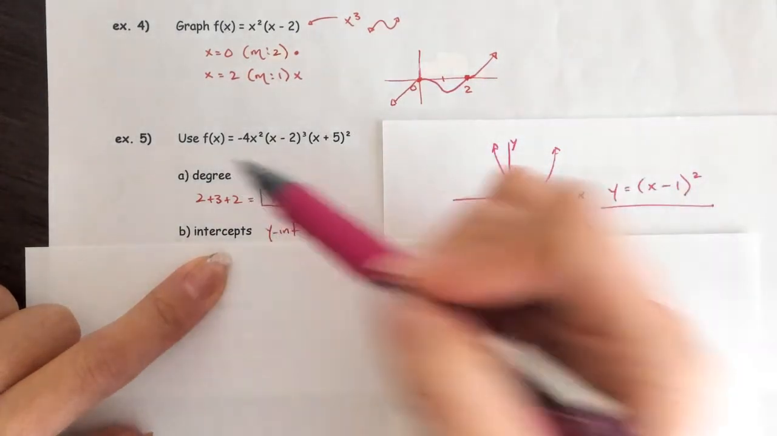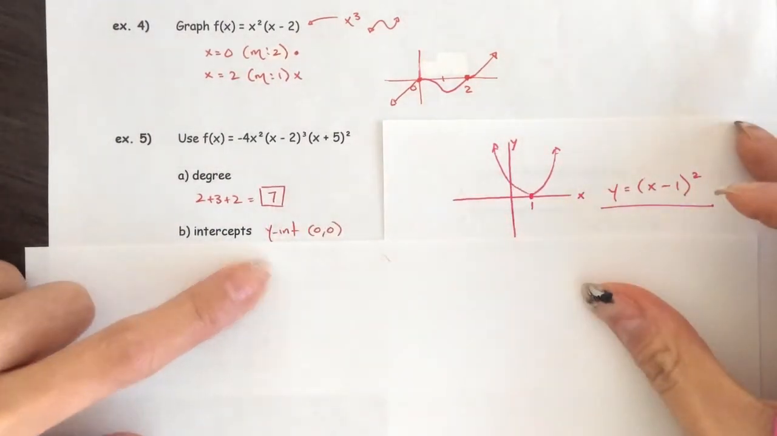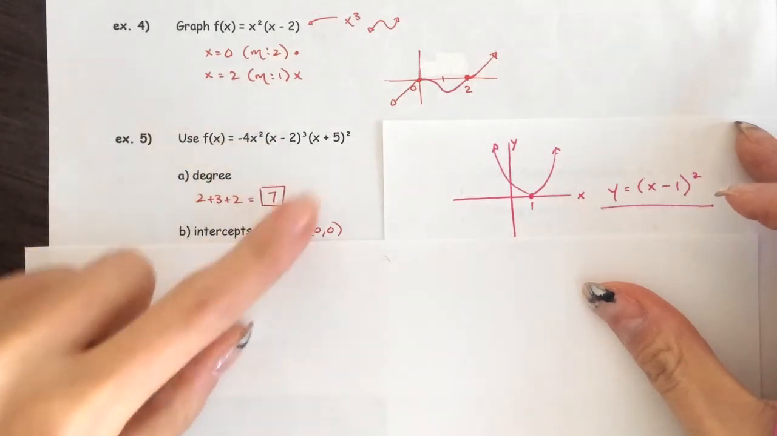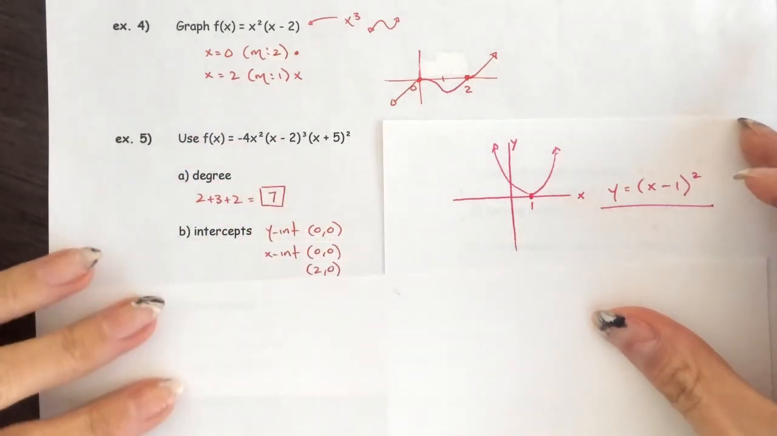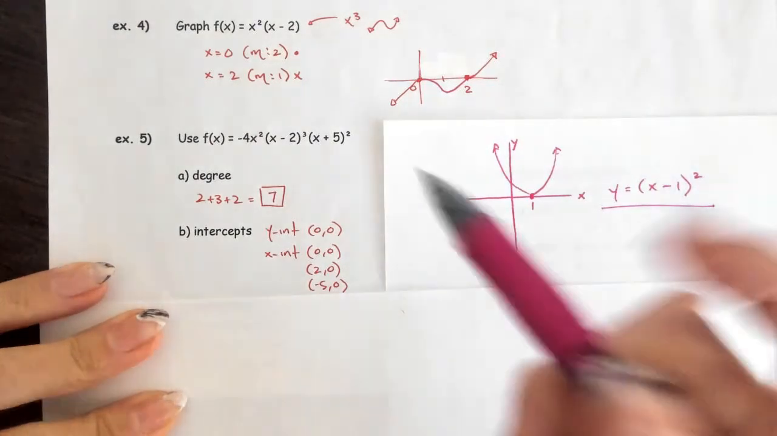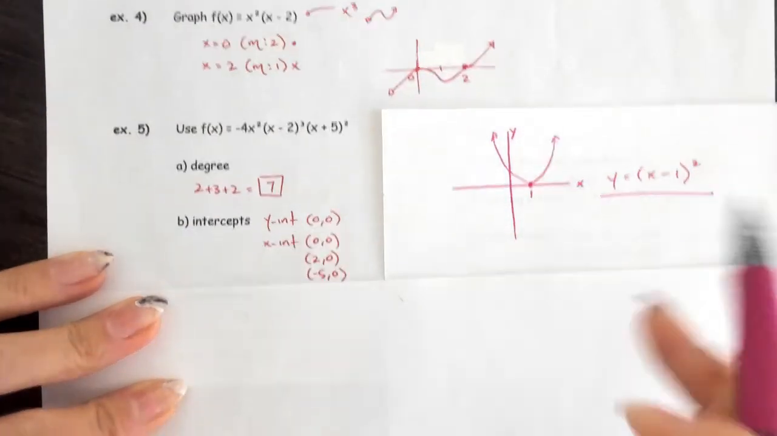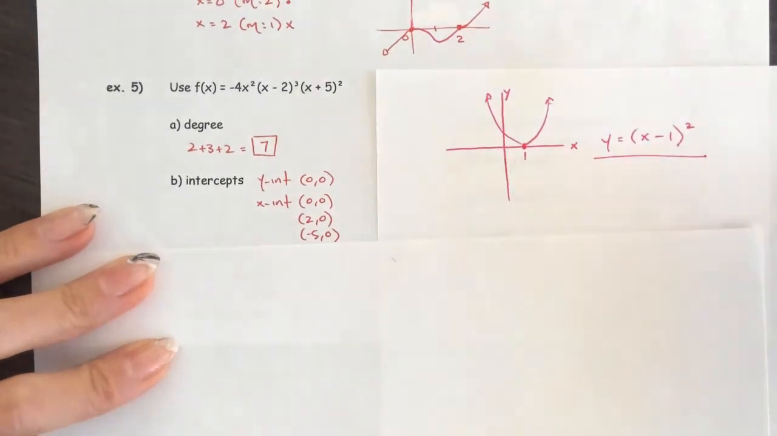Intercepts. What do you do to find the y-intercept? What do you do to find the x-intercept? List them both, please. Well, the y-intercept is 0, 0, and there are 3 x-intercepts. I know that these are the same, but please list them for each one. So those are your x and y intercepts.